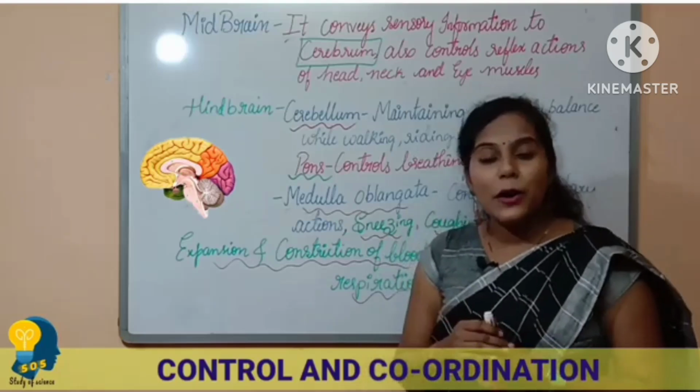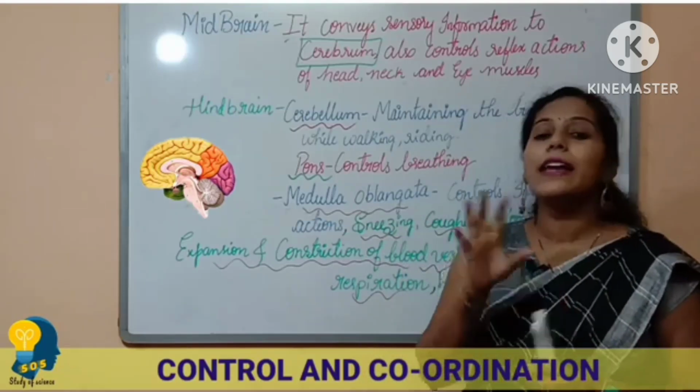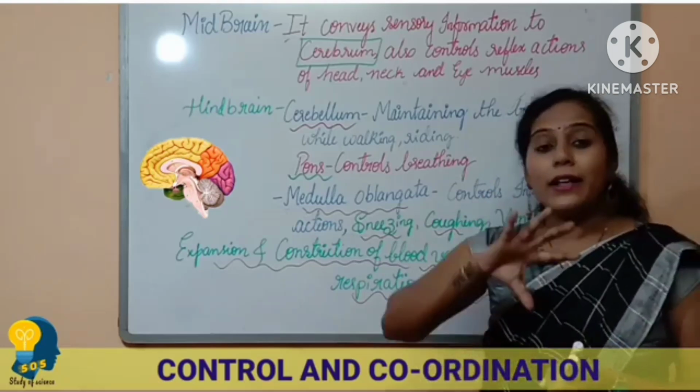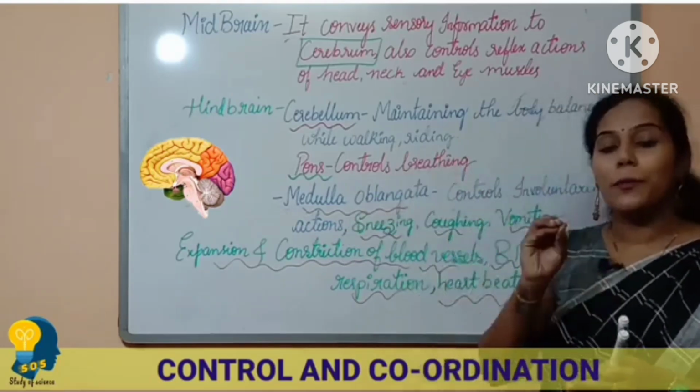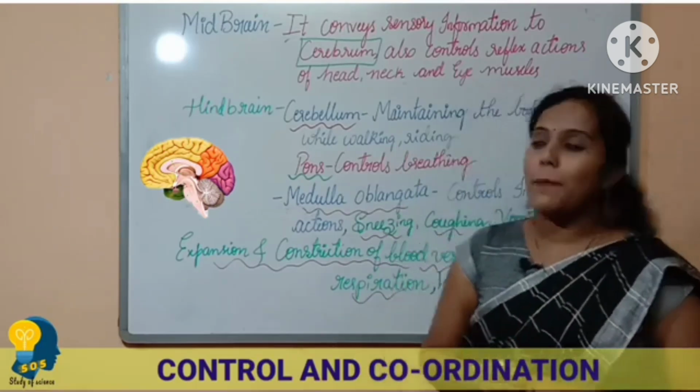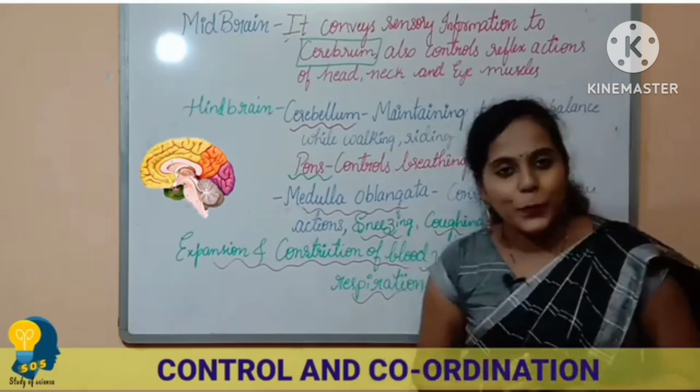Then finally, we understood about the medulla oblongata. What is the function of medulla oblongata? It involves in all the involuntary actions like blood pressure, heartbeat, constriction and relaxation of your blood vessels, vomiting, sneezing, coughing. All these things are controlled by medulla oblongata.